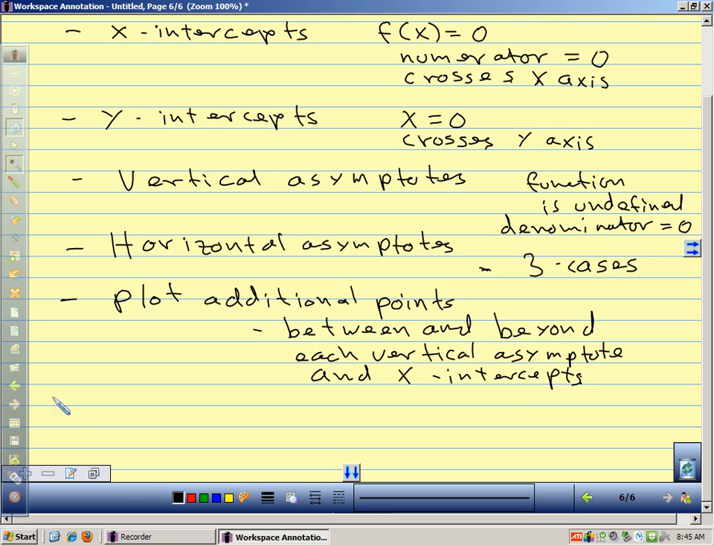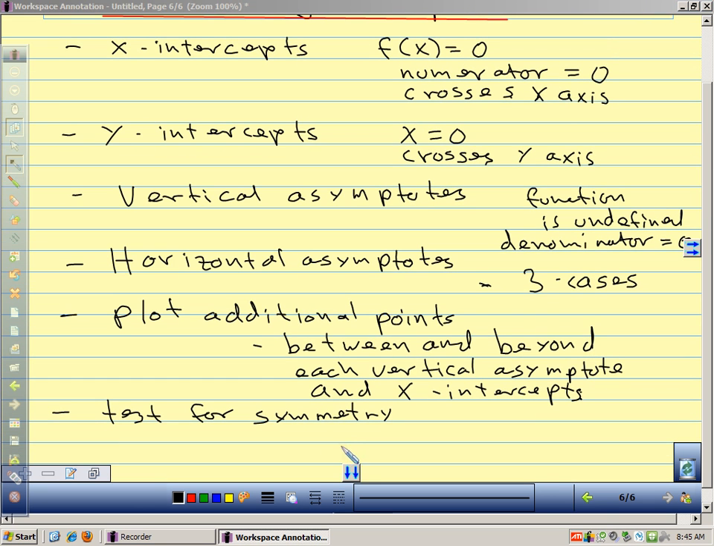And you can additionally test for symmetry. You don't always have to do this, but it can be helpful. So these other things are going to give you the most information, but you can also test for symmetry. We'll look at one example, and then we're going to work with this some more tomorrow. We can look at a couple more examples of graphing these tomorrow.